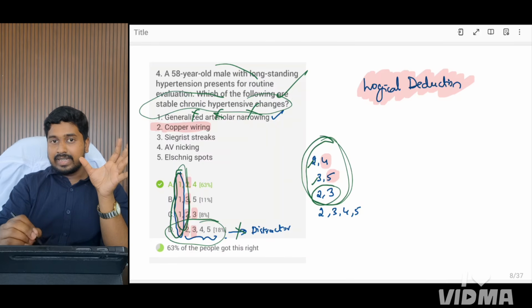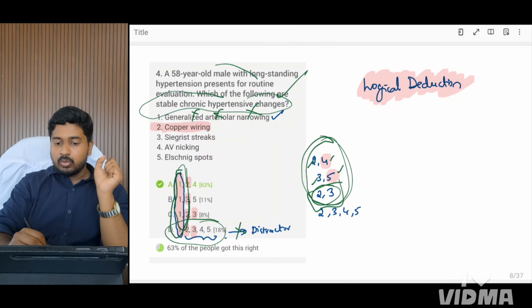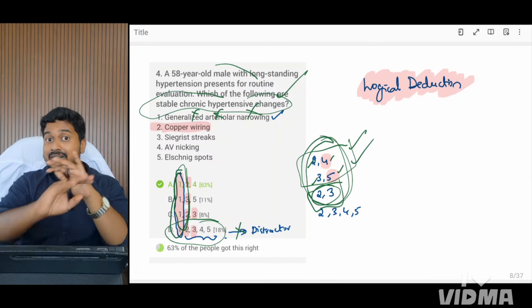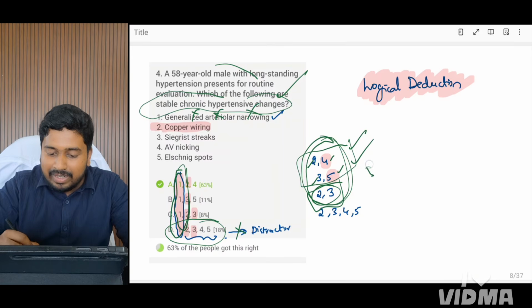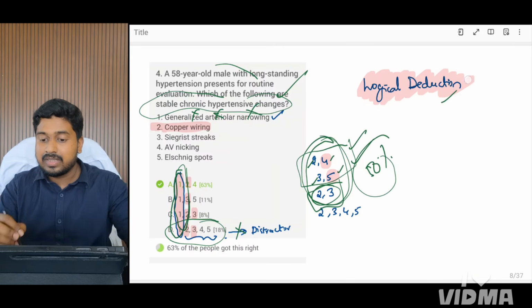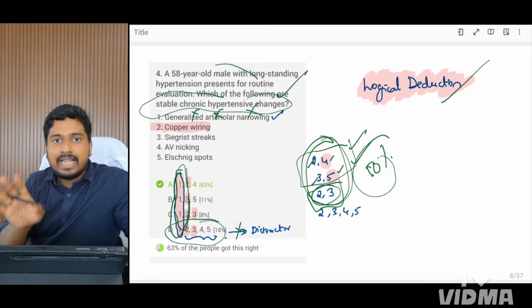So either 2 or 3. Similarly, either 4 or 5. So 2, 3 coming together doesn't make sense. So it should be either option A or option B. Now from nothing, from absolutely zero probability, I have increased your probability to answer the question by 50%. And this is called ruling out options. This is just based on logical deduction and anchoring heuristic.